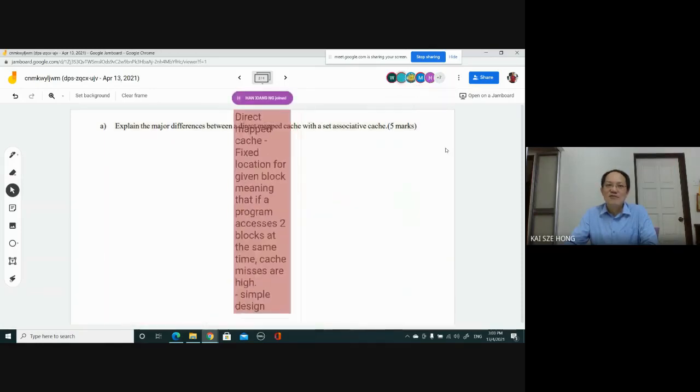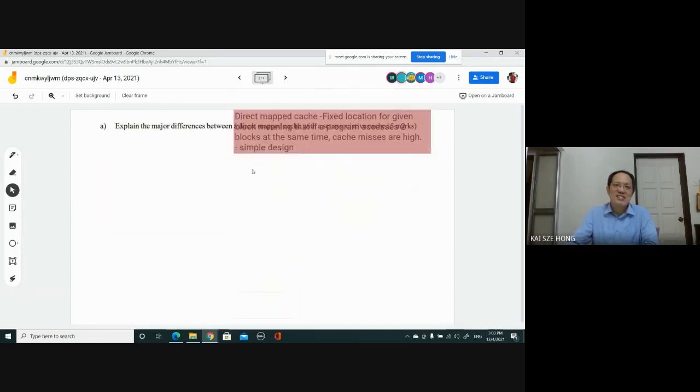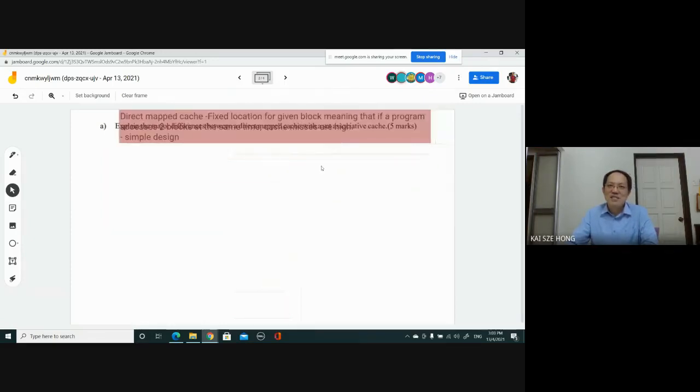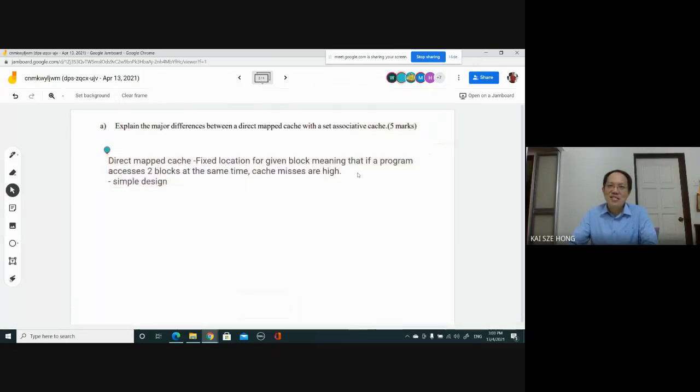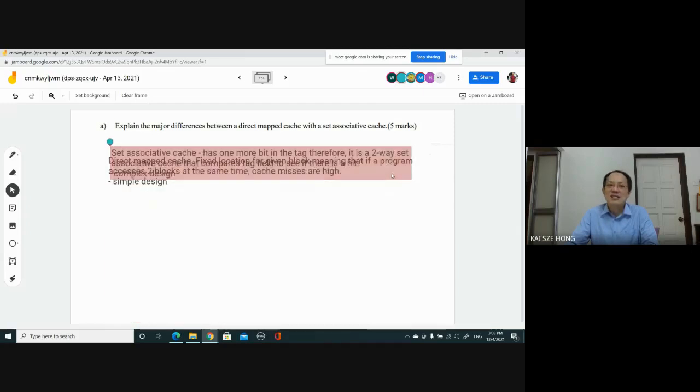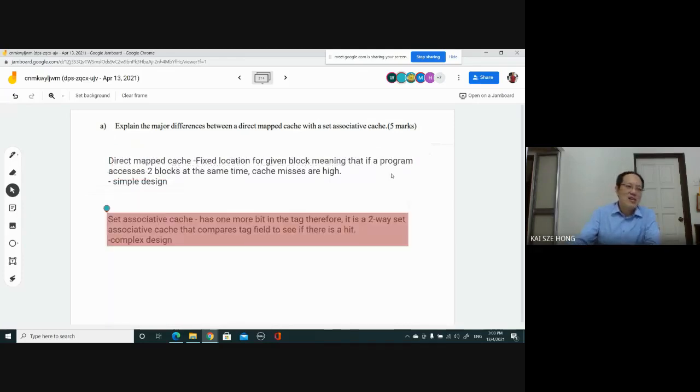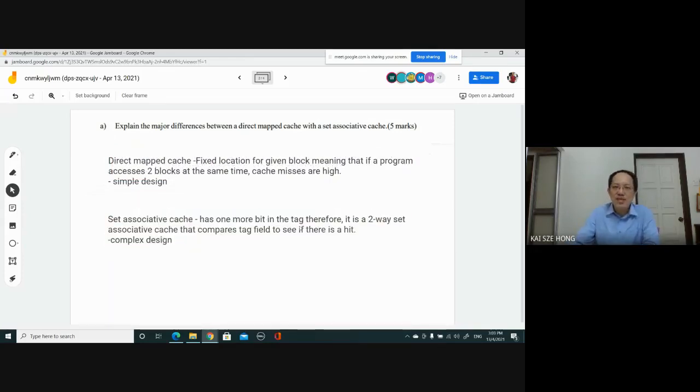Yeah, thank you, Xinshen, for trying to answer this. So fast. So direct map cache has a fixed location for a given block, meaning that if a program accesses two blocks at the same time, cache misses are high. But the good thing is simple design and faster access as well. Because if you use the fully associative cache, the time required to find the location is very huge. Set associative cache has one more bit in the tag, therefore it's a two-way set associative cache that compares the tag field to see if there is a hit. The difficulty is complex design, so I will give you correct.